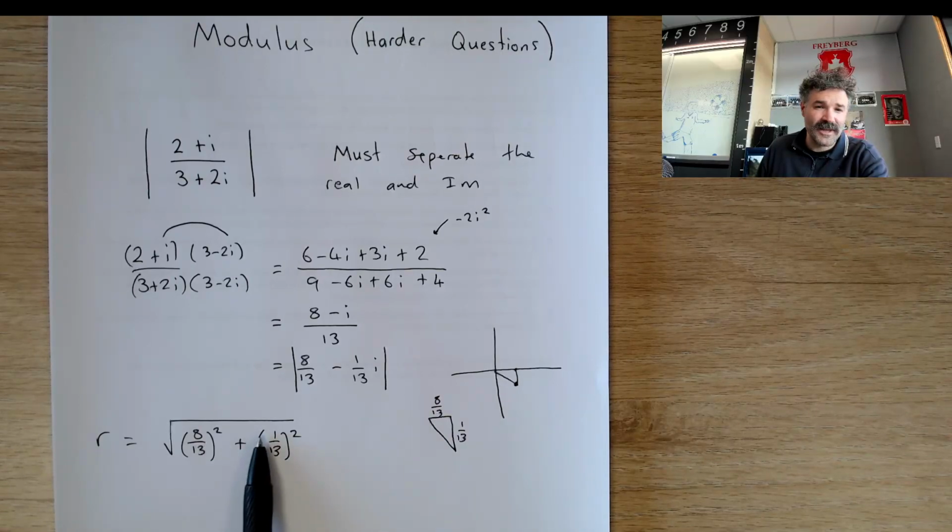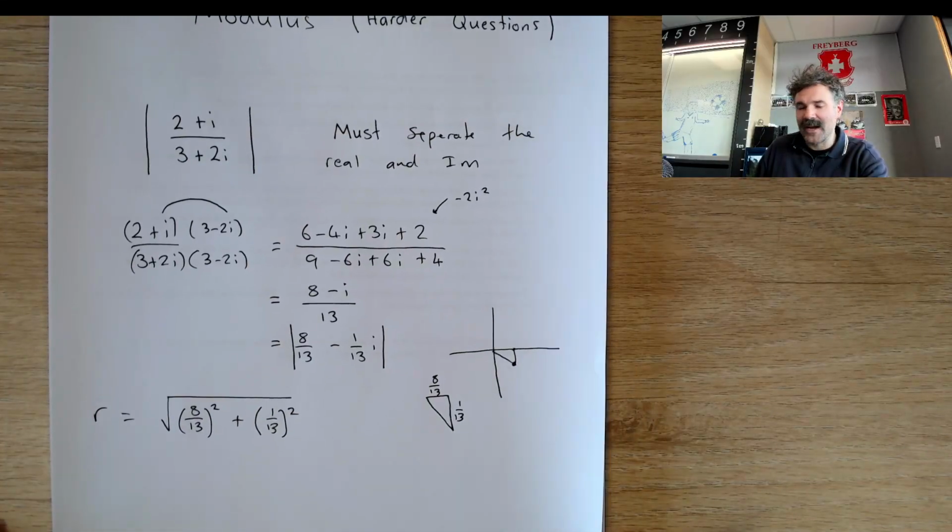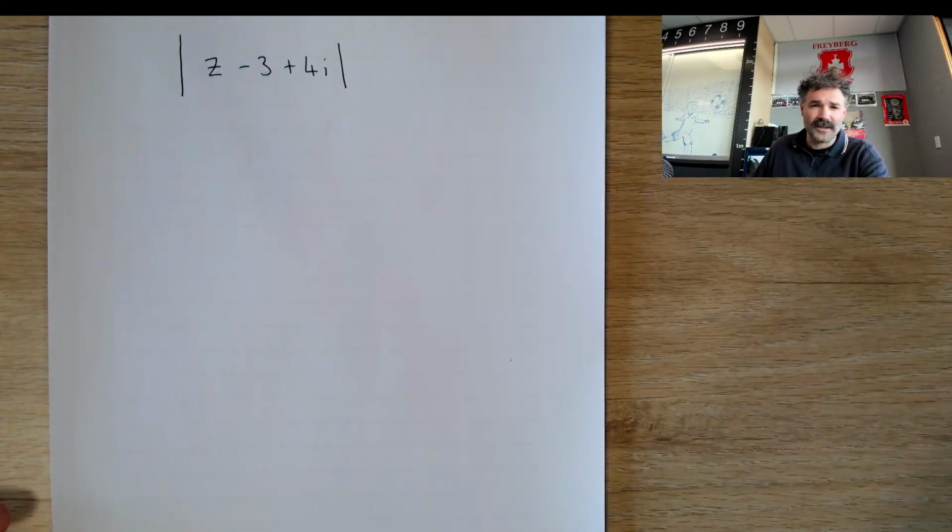Even if I put the negative there, squaring it's going to make it positive anyway, and then I square root it. Whatever that is, I don't even know. I haven't done it. Calculator will do it. Let's do another type of question.